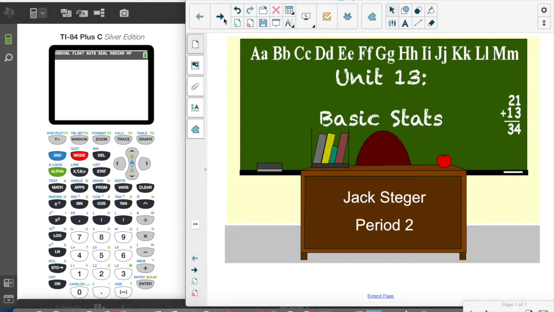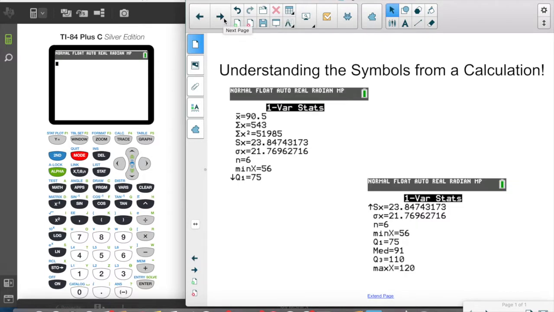So in order to start the basic stats, we need to understand the symbols from a calculation when we calculate one-bar stats. This right here, which is x with the bar over it, is the mean of the function, so that would be the average. This is followed by another one that you're going to need to know, which is sample standard deviation. That's when you're given a sample of something and you have to find the standard deviation. This is the population standard deviation.